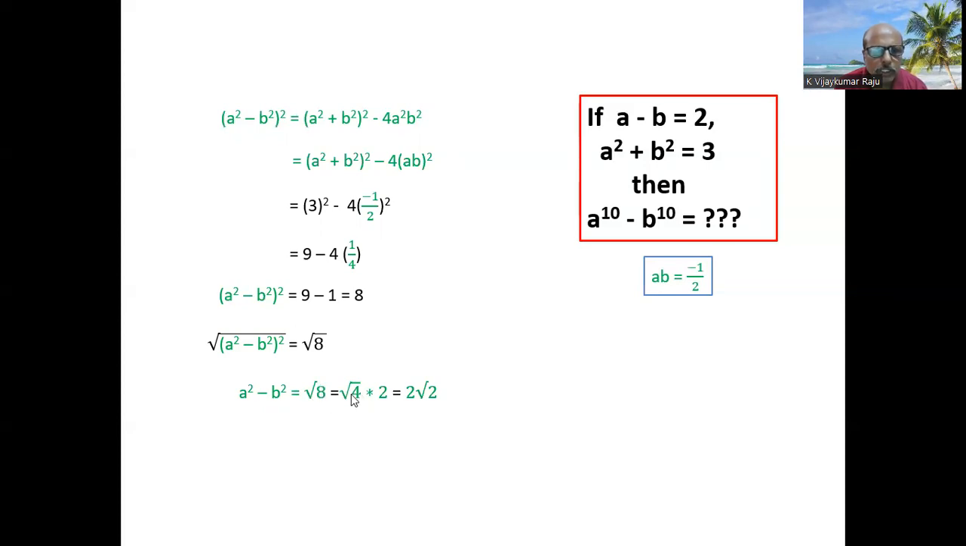Root 8 could be written as 4 into 2, and square root of 4 is 2, and inside the root there is 2. So a square minus b square is 2 root 2. So that is our value. This is the second value which we are calculating. So let's place it here, the value you got here and the second one.